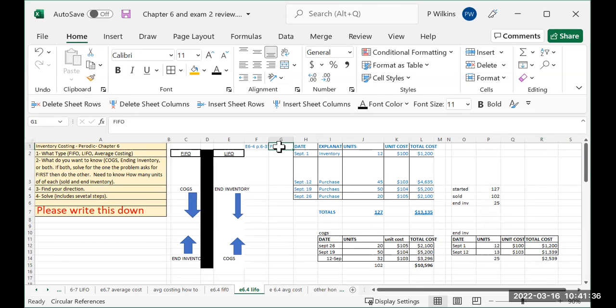That says FIFO up there on the top. It is not FIFO, it is LIFO. So I'm correcting that right there. That is not FIFO, that is LIFO. We're doing LIFO for this one. All right.